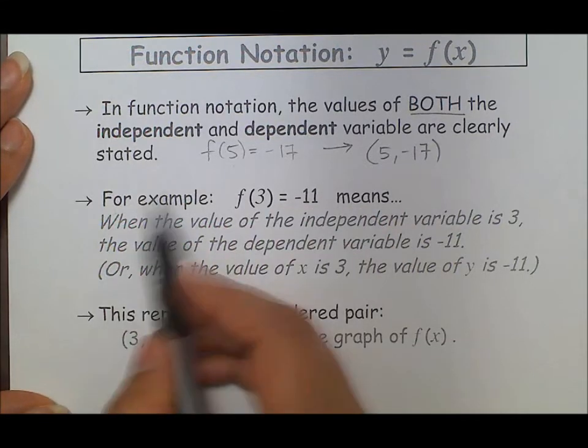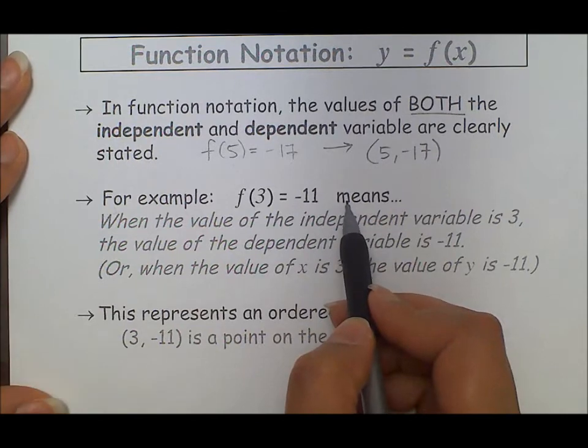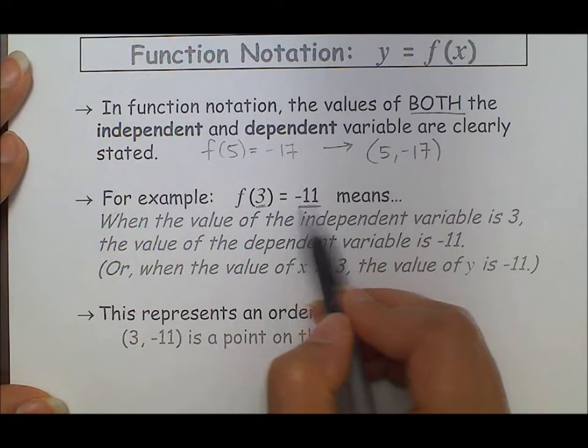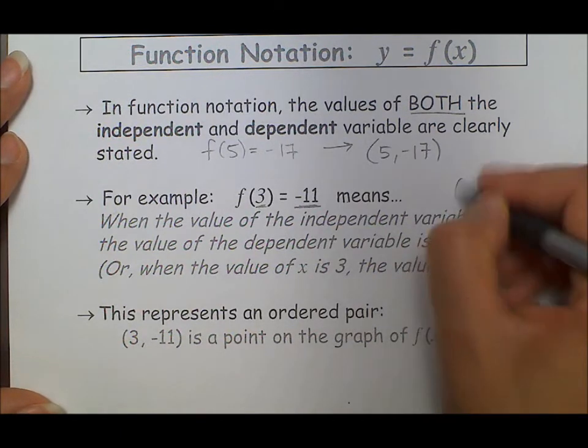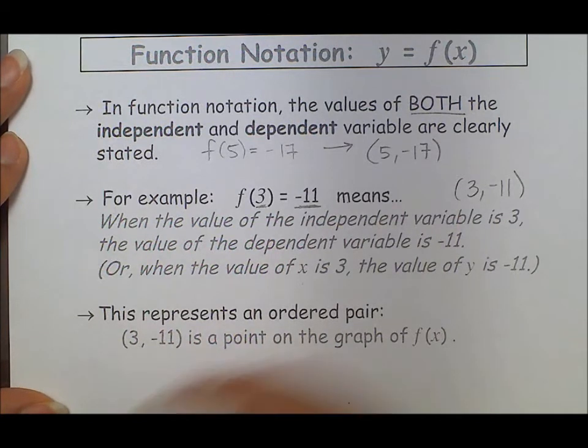Okay, so for example, f of 3 equals negative 11. What does this mean? It means when the value of the independent variable is 3, the value of the dependent variable is negative 11. Or when the value of x is 3, the value of y is negative 11. So it sort of indicates that there's a point at 3 and negative 11. So this represents an ordered pair. 3 and negative 11 is a point on the graph of f of x. That's all that means.